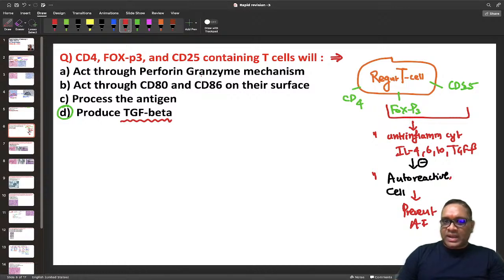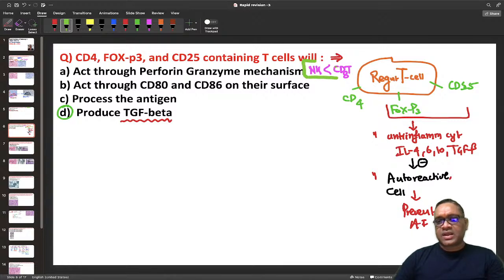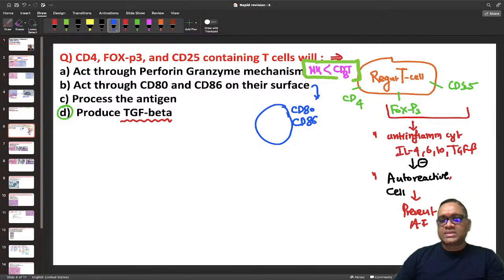Now, act through perforin and granzyme. Who acts through perforin and granzyme? The answer is natural killer cells and CD8 cytotoxic cells. Please remember, this is another important question which the examiner can ask you in the NEET exam. Perforin and granzyme are present in the granules of natural killer cells and CD8 cytotoxic cells. Now, which cell will have CD80 and 86 on its surface? What is the name of this cell?